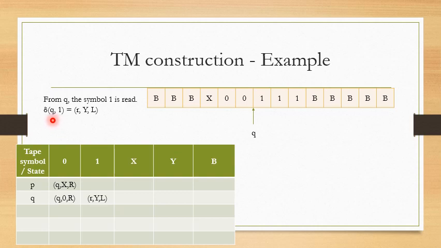Therefore, Q comma 1 is equal to: from Q I am moving to state R, and this 1 is replaced by Y. After replacing this 1 by Y, I have to move to the left again to scan the remaining zeros and then check whether there are matching ones for them. Therefore the direction of the tape head should be to the left. So from here the pointer will move to this end after marking it as Y. Since this is a new transition for Q comma 1, you can add it in the transition table over here.